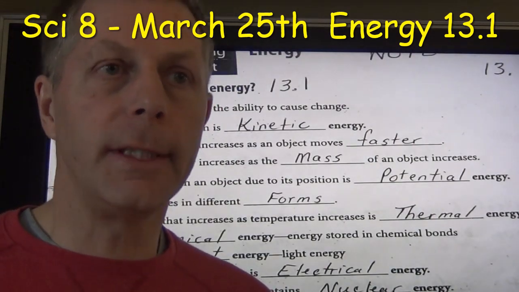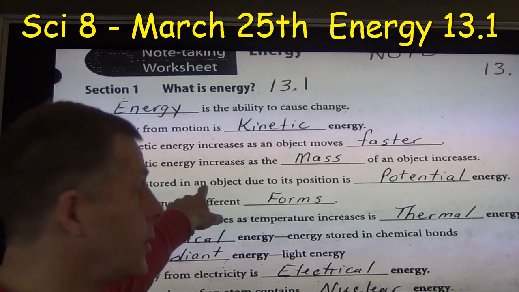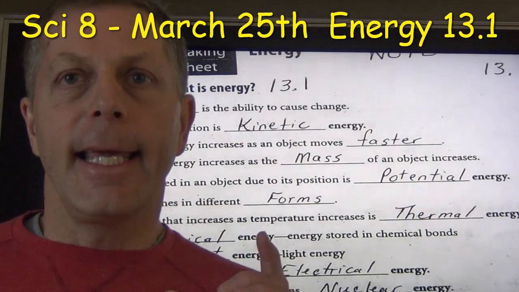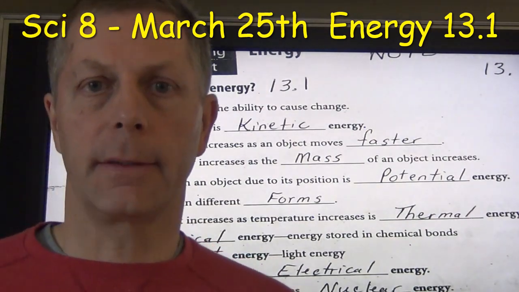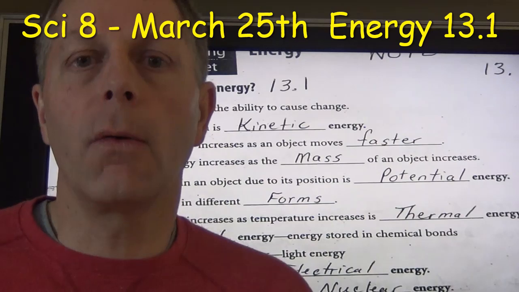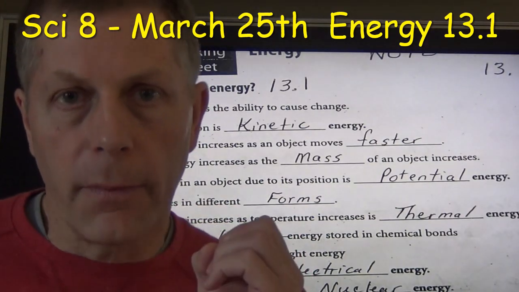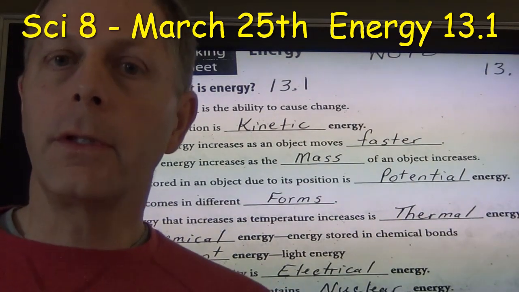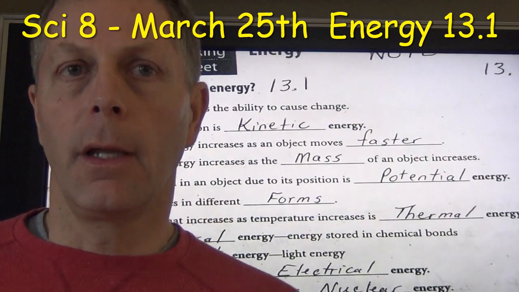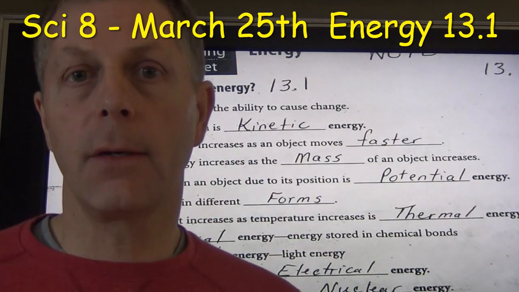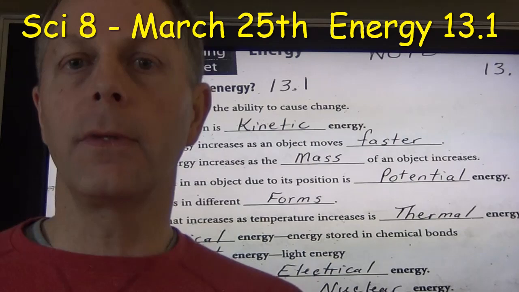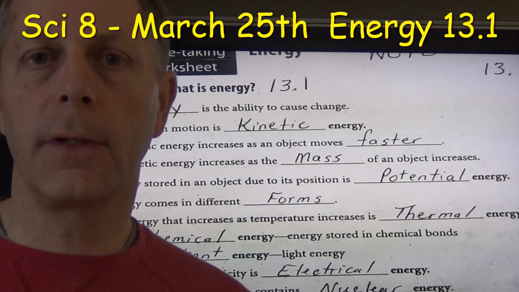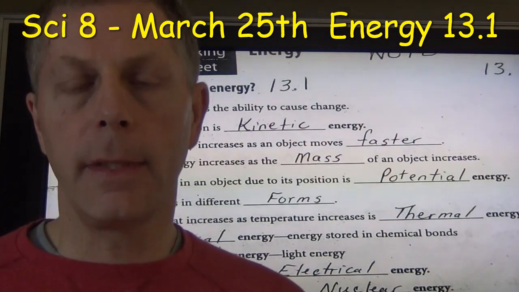Thinking about potential energy, if we look here, energy stored in an object due to its position is potential energy. All objects have potential energy, all right? The ability to potentially, or the ability to move at some point, provided that a force has been given to it, all right? So those are the two types of energy, kinetic and potential. There are a bunch of forms of energy that we're going to talk about as we move through this chapter. The forms of energy and how energy is transferred will become very important. It's something that we need to know.